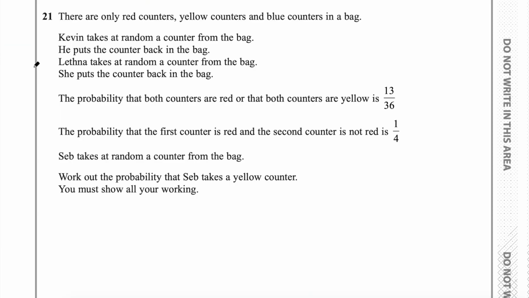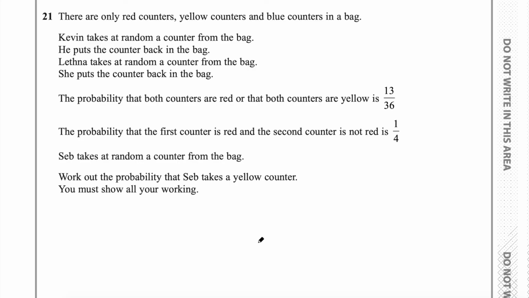Question 21 says there are only red counters, yellow counters, and blue counters in a bag. Kevin takes at random a counter from the bag. He puts the counter back in the bag. Lethna takes at random a counter from the bag. She puts the counter back in the bag. The probability that both counters are red or that both counters are yellow is 13 over 36. The probability that the first counter is red and the second counter is not red is a quarter. Seb takes at random a counter from the bag. Work out the probability that Seb takes a yellow counter. You must show all your working.